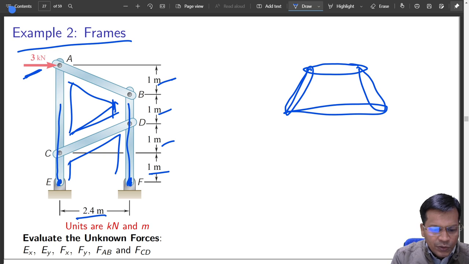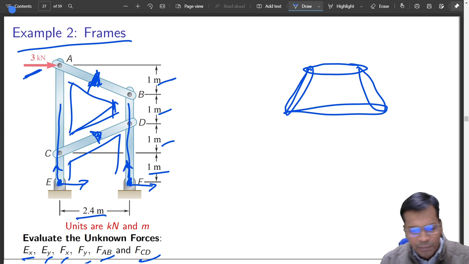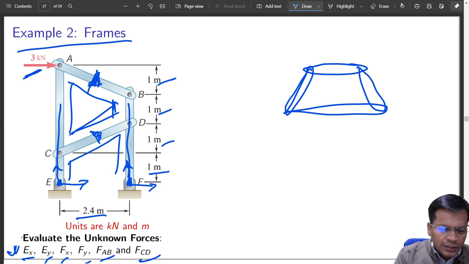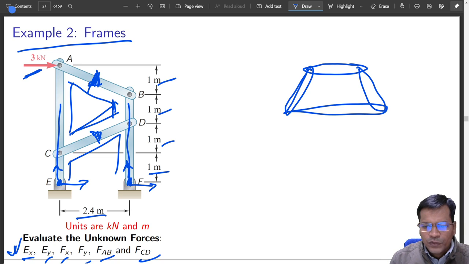So what do you see? There are unknowns which are Ex, Ey, reactions at E, Fx, Fy, reactions at F, and Fab. Fab is to be found out, and Fcd is to be found out. That means basically we want to find out these two forces which are there in members. Rest are reaction forces. Okay, so we move ahead.